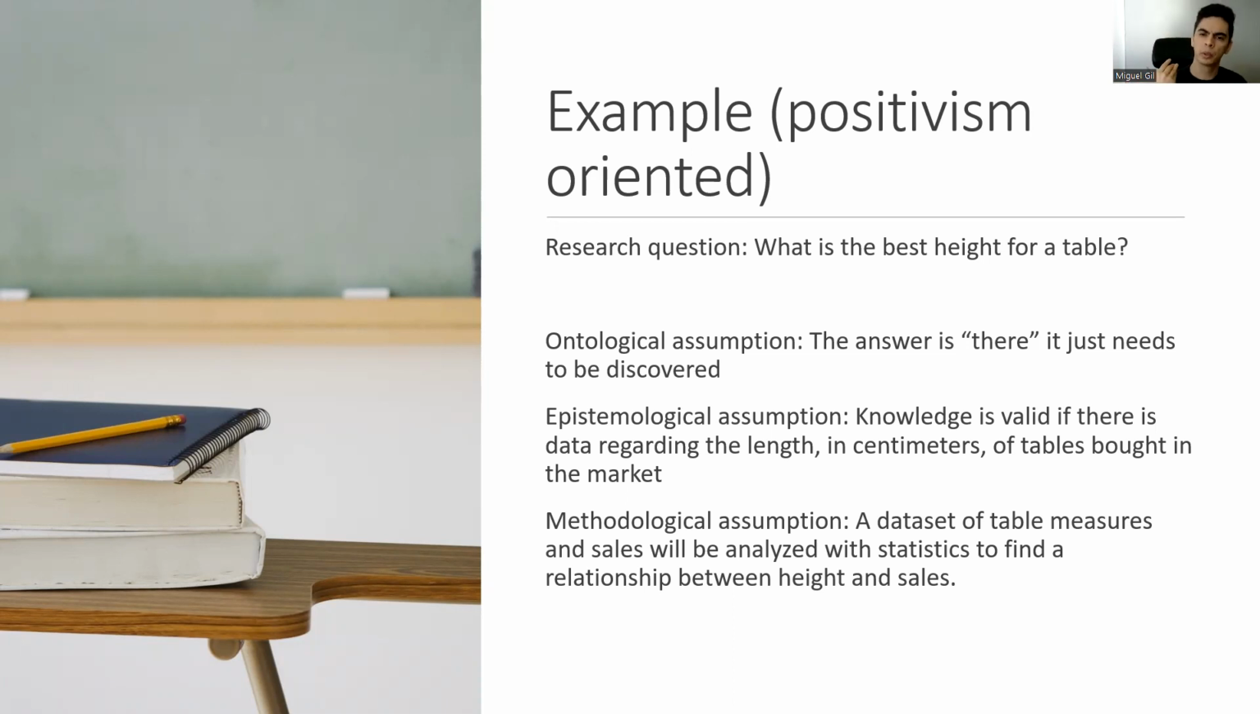That is a very good question for a positivism stance, because you assume that the answer is there, right? Like there should be the ideal height for a table. This is something maybe that IKEA has wondered, right? Like what should be the best height? We know there's tall people, short people, but on average, which is the best height for a table? So the answer is there. We just need to know which is the best height.